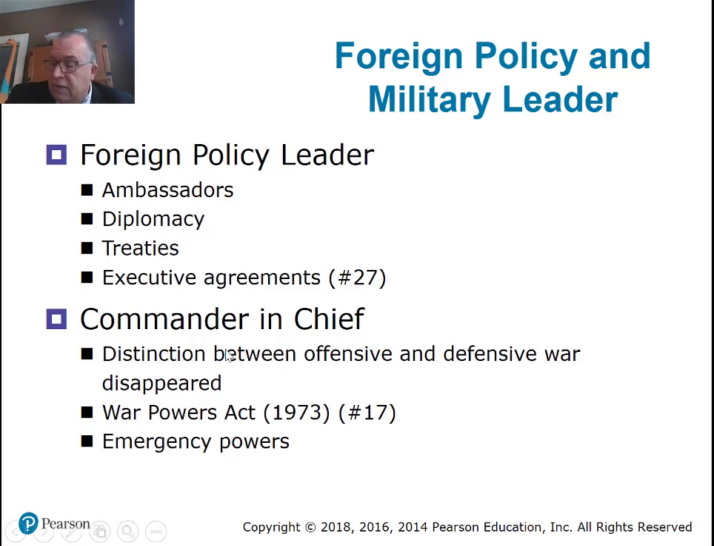Number 27, examples of the president being a foreign policy leader is done through executive agreements, visit to other countries, negotiating treaties. So these are three things listed for here that all are part of the president's power. And so executive agreements are kind of like executive orders domestically, executive agreements are international.